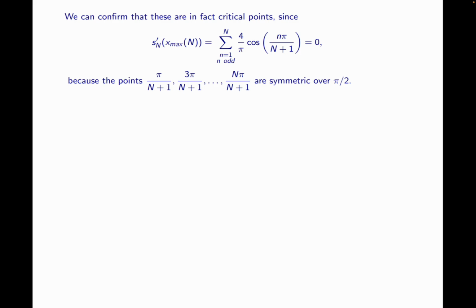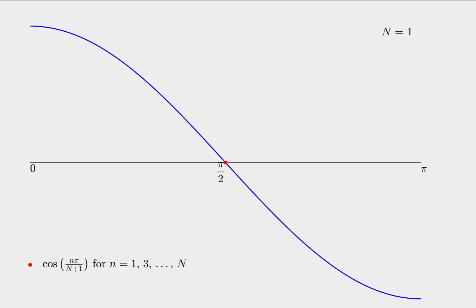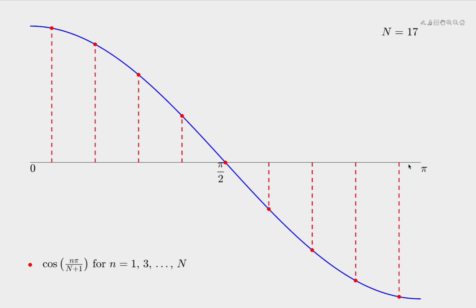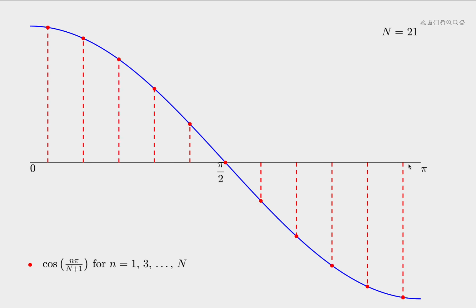Let's take a look at a picture. So here we have cosine of n pi over big N plus 1 for big N equals 1, and for big N equals 3. Remember, we're only taking odd terms of n. So for N is 3, we only have a term 1 and a term 3. But notice I have a positive and negative value, and they're the same because of the symmetry around pi over 2. For N equals 5, I have 3 terms, 1, 3, and 5. Then 7, 9, 11, and so forth. Every single time, if I add up the y values of those red dots, I'm going to get 0 because I have just as many positive as I do negative values in the exact same magnitude.